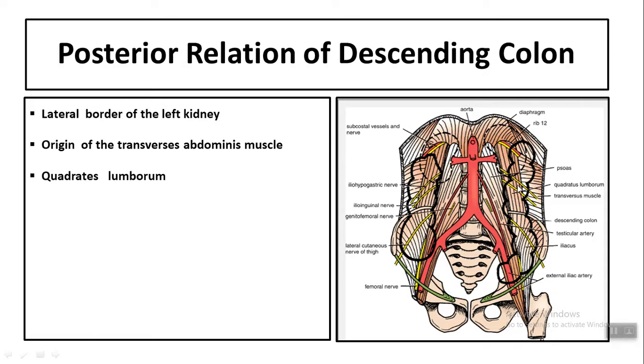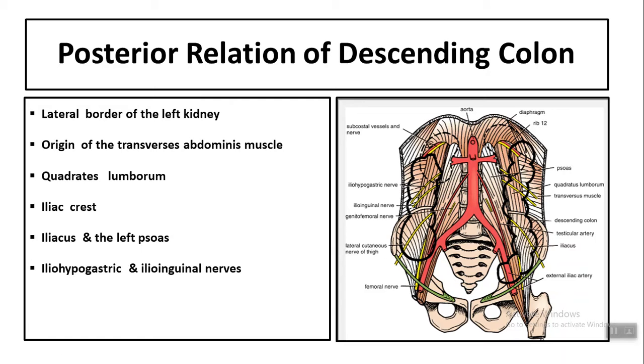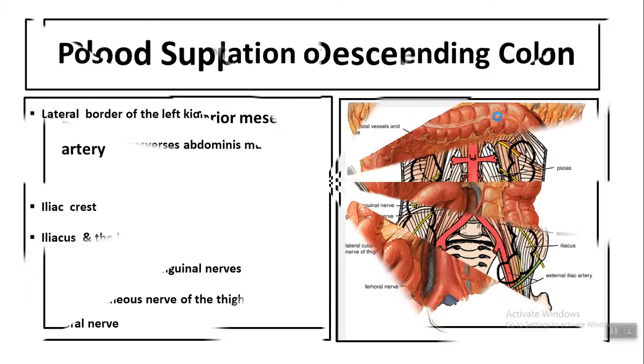Quadratus lumborum muscle. The iliac crest. Iliacus and the psoas. Iliacus and left psoas muscle. Iliohypogastric, ilioinguinal nerves, lateral cutaneous nerve of the thigh and the femoral nerve. All these structures are the posterior relations of the descending colon.